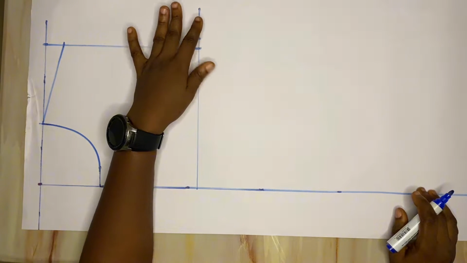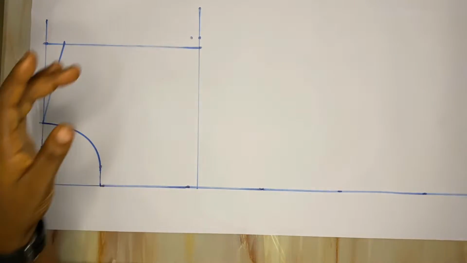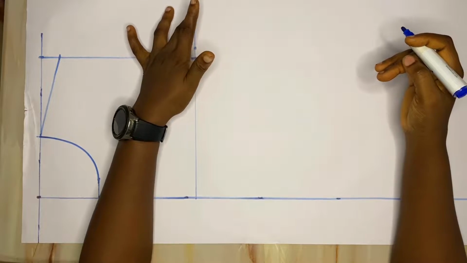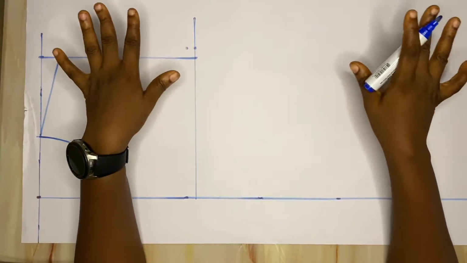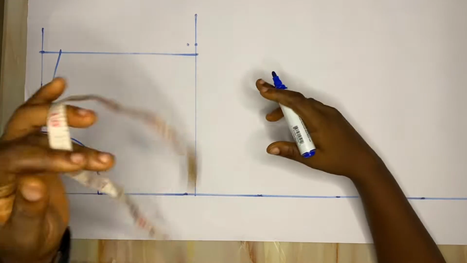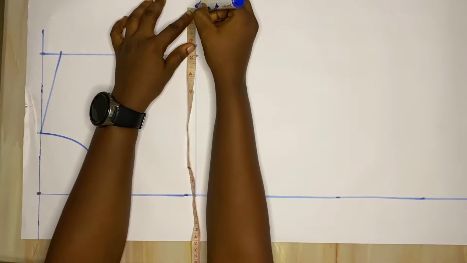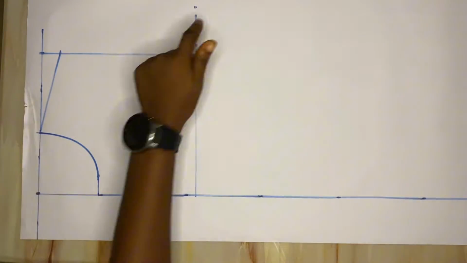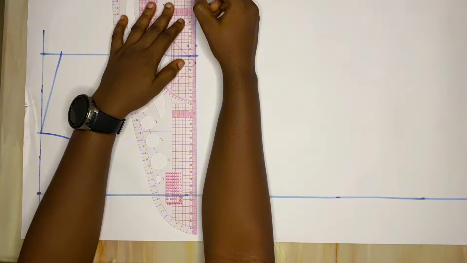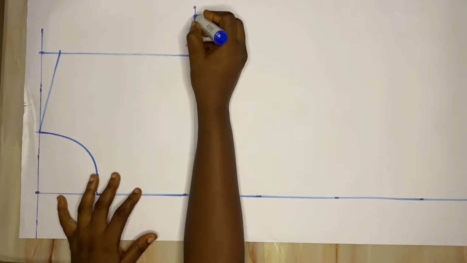So now it's up to you to decide if you want some form of ease around the bust area or not. If you want some form of ease, you can just add half an inch. If you don't want some form of ease, you can just leave it like that. But for me, I want some form of ease around the bust area so that the bust area will be a little bit free for me. So I'll go ahead and add the half an inch here, and then I'll connect the half an inch back to the chest line. So take note of the original bust measurement you marked out earlier.